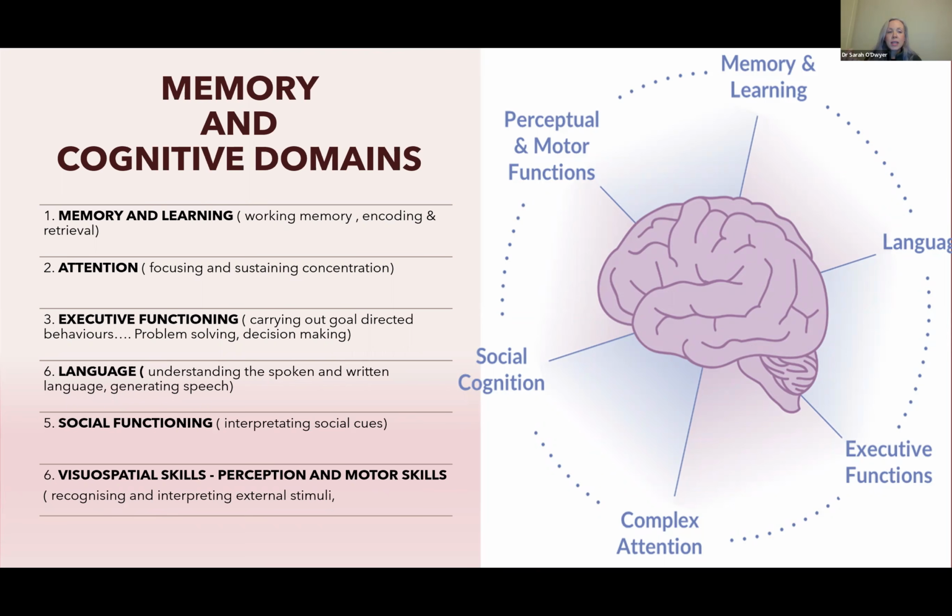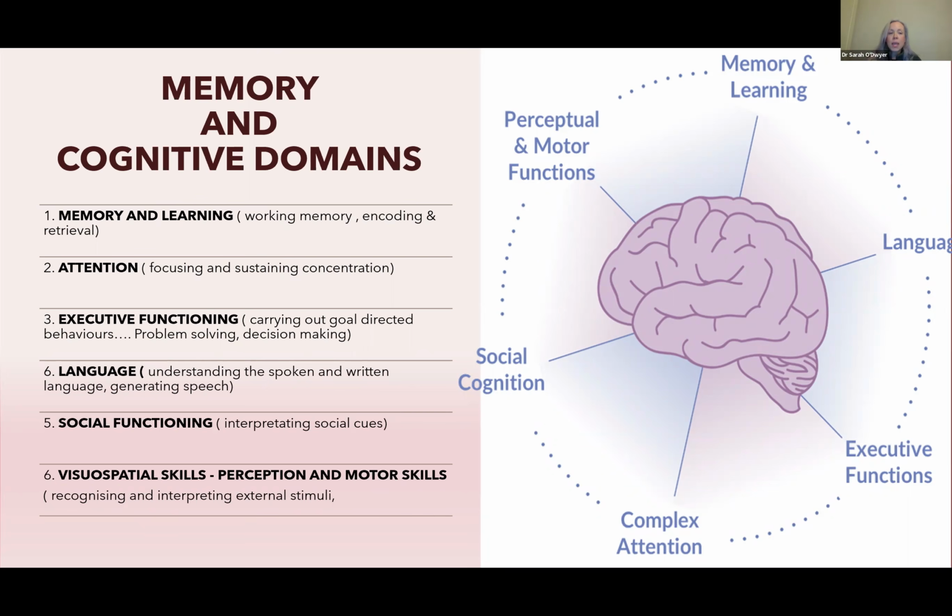The second domain is attention, and that's our ability to focus or sustain our attention on a topic or on a piece of information or on a task. As we get older, that begins to decline, and that essentially is age-related, okay? But then in certain conditions and in certain types of dementia, that will be more impaired than in others.